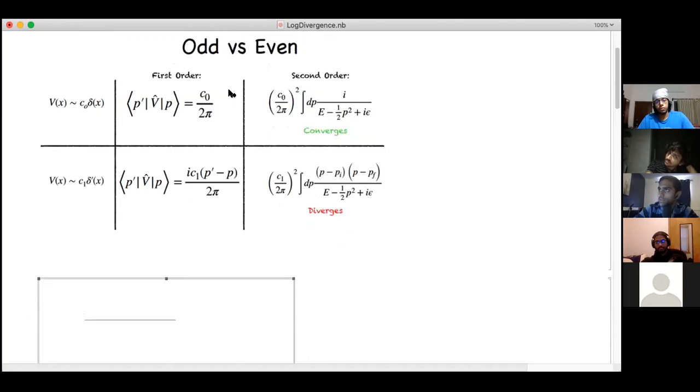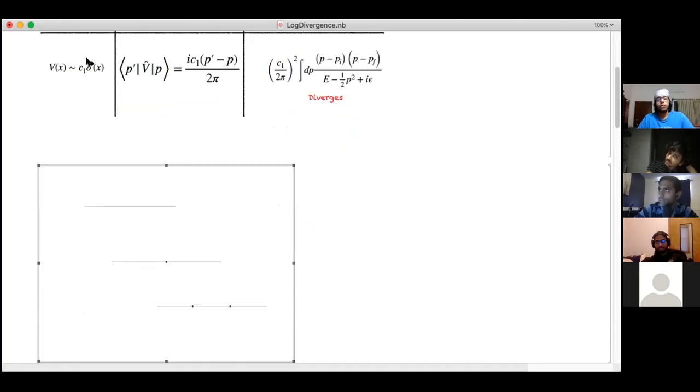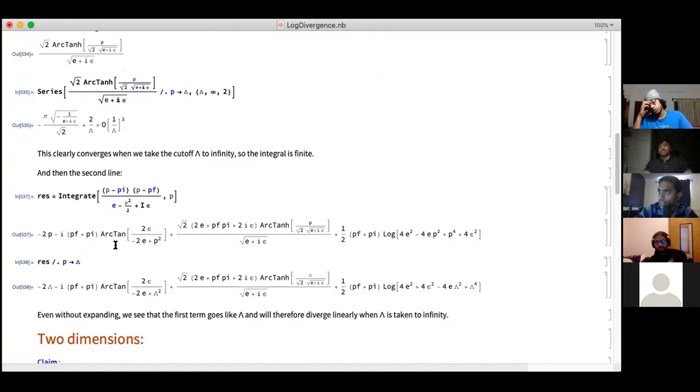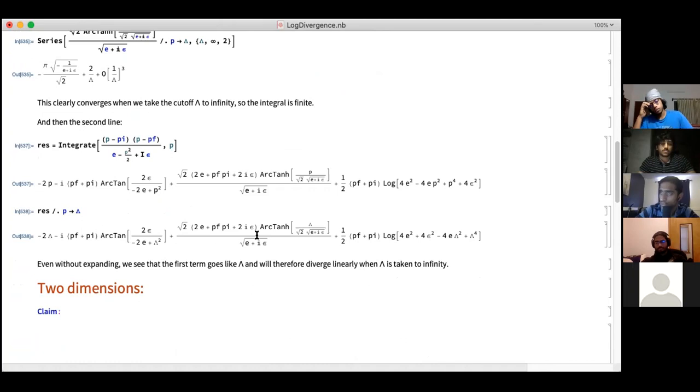And so the one that we're concerned about is what happens when the potential is a derivative of a delta function. And that's what we're evaluating here. And here, the cool thing is that, okay, you get some nasty function. But you see, when I take the result of this integral and I plug in p equals lambda, I see that it's linearly diverging. It's just a linear function of lambda. So when I take lambda to infinity, it just goes to infinity. It doesn't matter too much what all this stuff does, but it doesn't do anything good either.